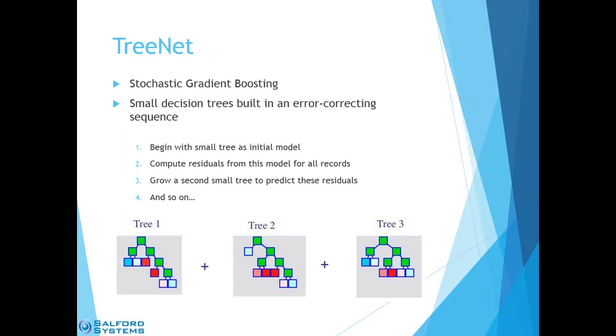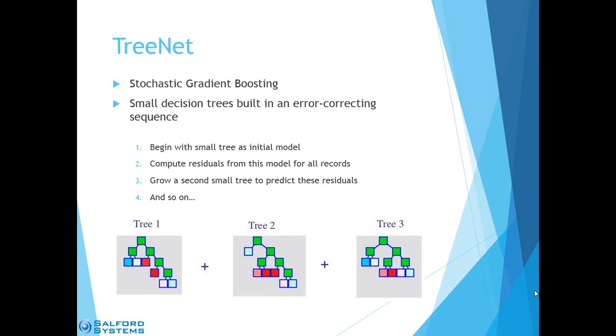Okay, so we're going to move on to the next solution that we have, which is TreeNet. And TreeNet is also known as stochastic gradient boosting, or GBM if you're using R. And what this is, is small decision trees that are built in an error-correcting sequence. So first we start with a small CART tree, which you can see as tree 1. When I say small, I mean that we usually grow it to a maximum of 6 terminal nodes. So those blue and red color-coded nodes at the bottom of the tree are the terminal nodes. We only want to reach about 6 of those.